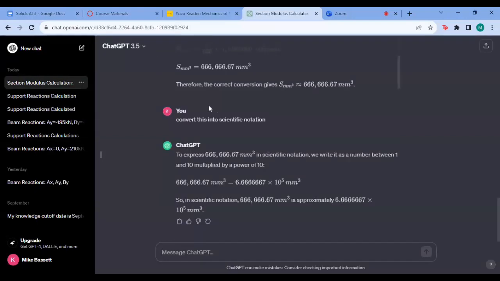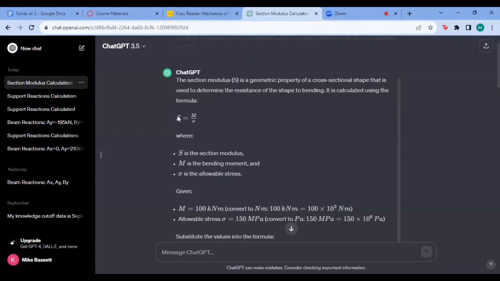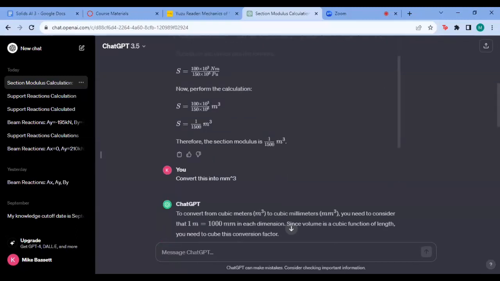So then I asked it to calculate the section modulus. So using M equals 100 kilonewton meters, we only need the absolute value, the magnitude of that moment. And the allowable stress is 150 megapascal. So for section modulus in terms of meters cubed, you need to specify that or else the calculations are going to be really wonky. So it knew that the section modulus is equal to the bending moment over the allowable stress. It calculated that in terms of meters cubed, the section modulus is 1 over 1,500.